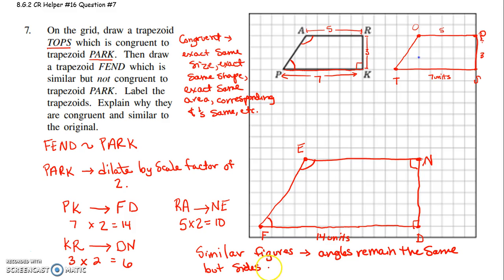The sides on F, E, and D are twice the length of P, A, R, K. Similar figures are still going to be the exact same shape with the exact same angles, but you're going to either blow up or shrink down your sides by a certain scale factor. I chose a scale factor of 2, so each of my new sides is twice as long. I hope that helps.